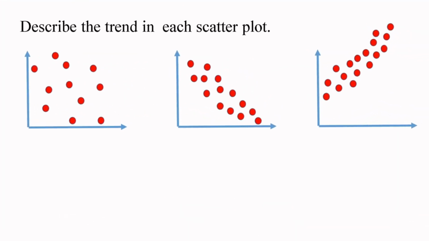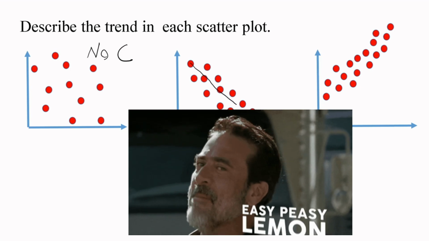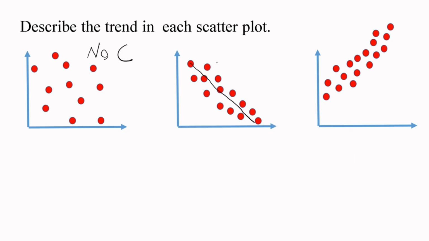Okay, let's describe the trend in each scatter plot. As you can see here, I cannot find any pattern. I cannot draw the trend line. So here we have no correlation. And here, if we draw the trend line, we will realize that this is downward. So we are going to have negative correlation. It means one of the data sets are increasing and the other one is decreasing. And if you pay attention to this one, and if you draw the trend line, you would realize that here we have positive correlation because the trend line is upward and both of the values are increasing at the same time.